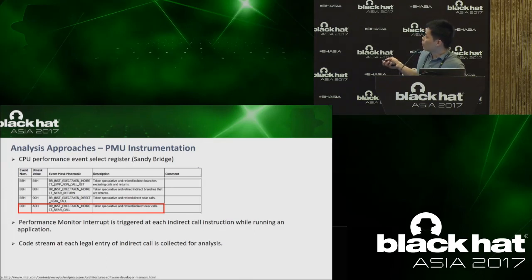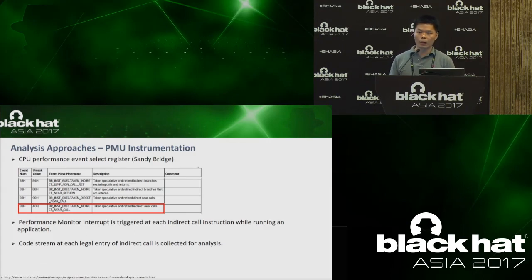Our study was based on a Sandy Bridge type CPU. In our study, we programmed the UMask value and the event number to be A0 and 88 respectively, so that, as you can see from here, each taken speculative and retired indirect near call would trigger an interrupt. And then the code stream that we are interested in at each legal entry of an indirect call is collected by the event handler for analysis.